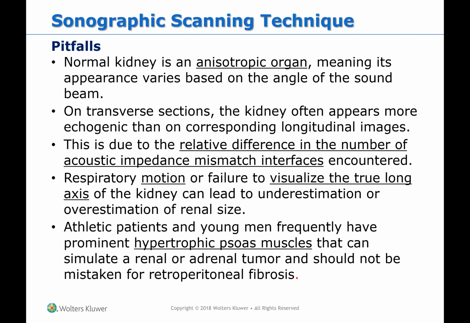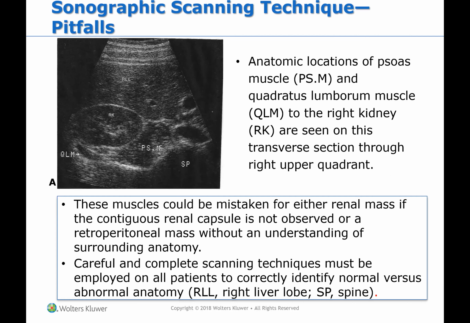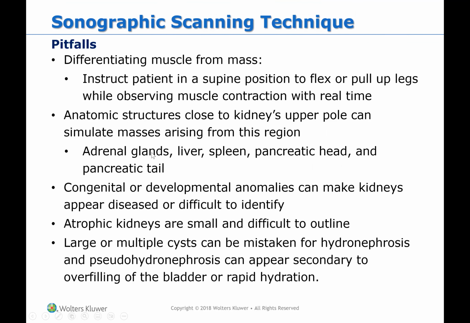Patients that are athletic or young men have hypertrophic psoas muscles that can simulate renal or adrenal tumors. What I'm talking about here is they just have really strong muscles, and this is the psoas muscle. So if you see that, it's not necessarily a mass, but a muscle. Now, how can you differentiate this? In a supine position, you can have the patient flex or pull the legs up with a muscle contraction.